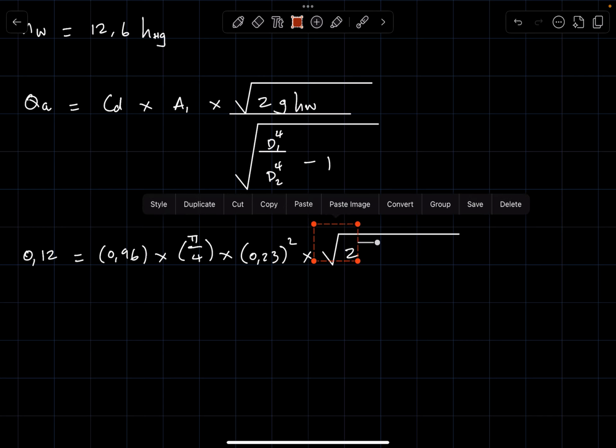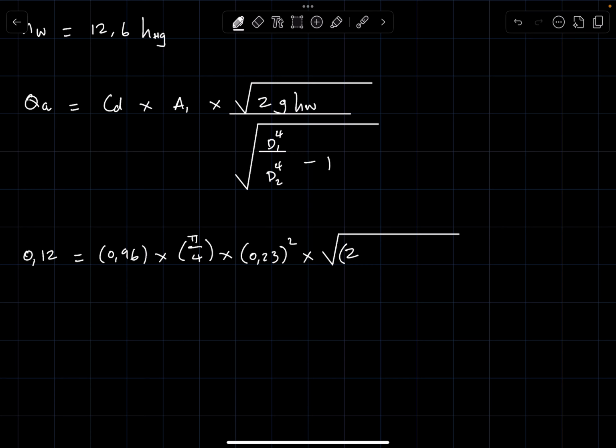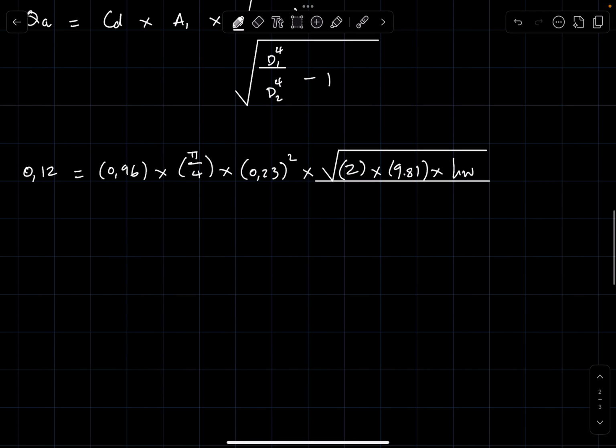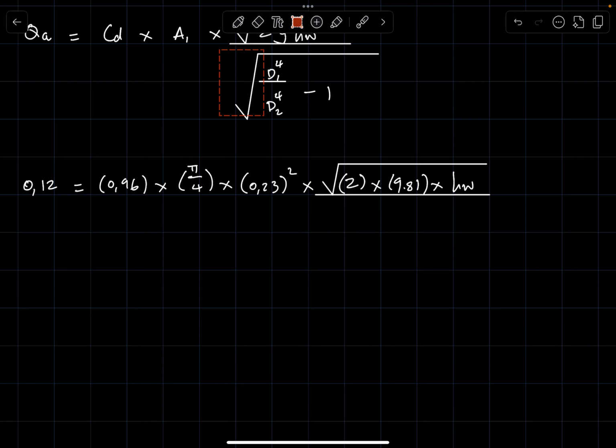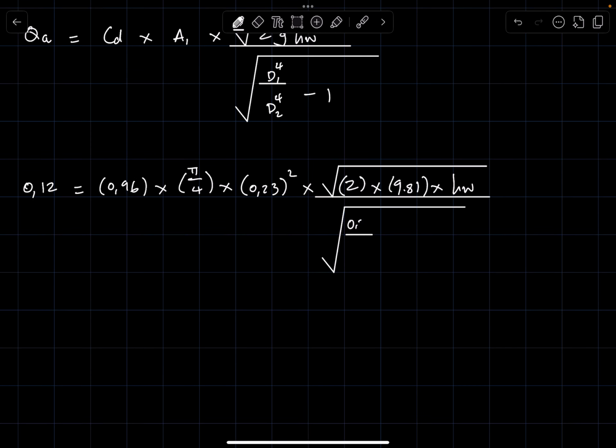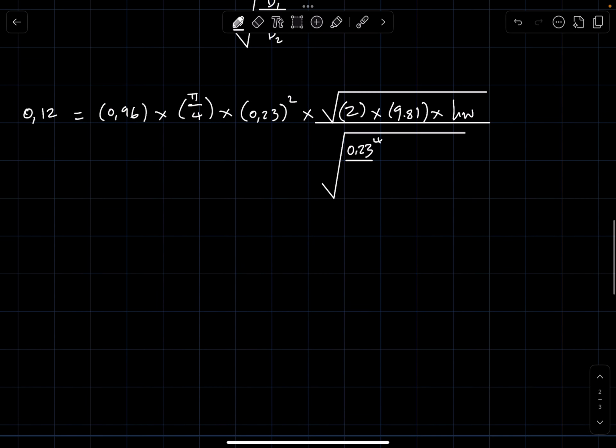So you have this, times 9.81 times HW, and all of this divided by the square root of D1, which is 0.23 to the exponent 4, divided by D2, which is 0.14 to the exponent 4, minus 1.